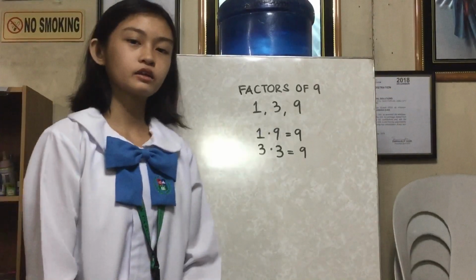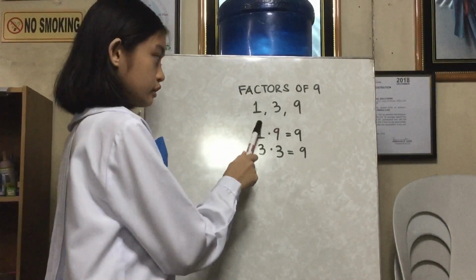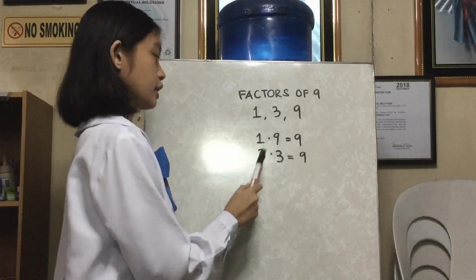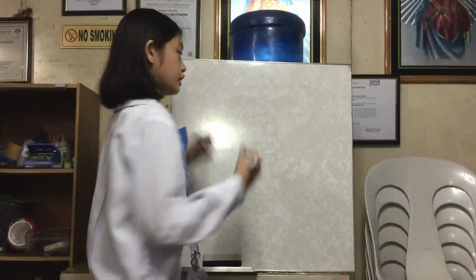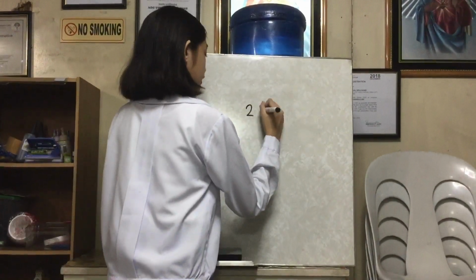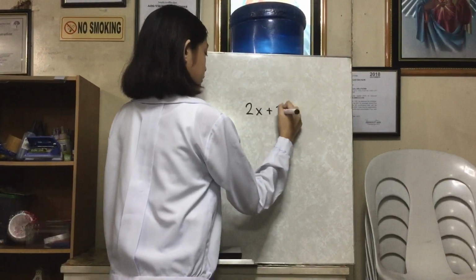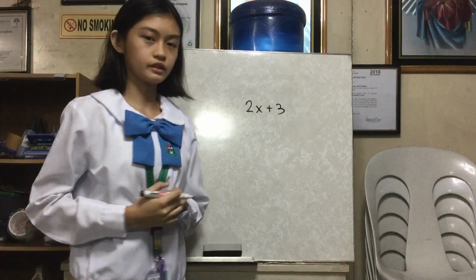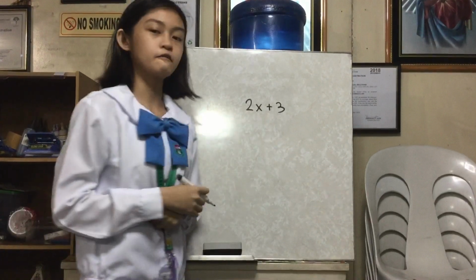But first we should know what factoring and polynomials are. Factoring is the process of finding the factors, like the factors of 9 are 1, 3, and 9, because 1 times 9 and 3 times 3 are equal to 9. An example of a polynomial is 2x plus 3. Numbers 2 and 3 are called numerical coefficients, and letter x is called a variable.